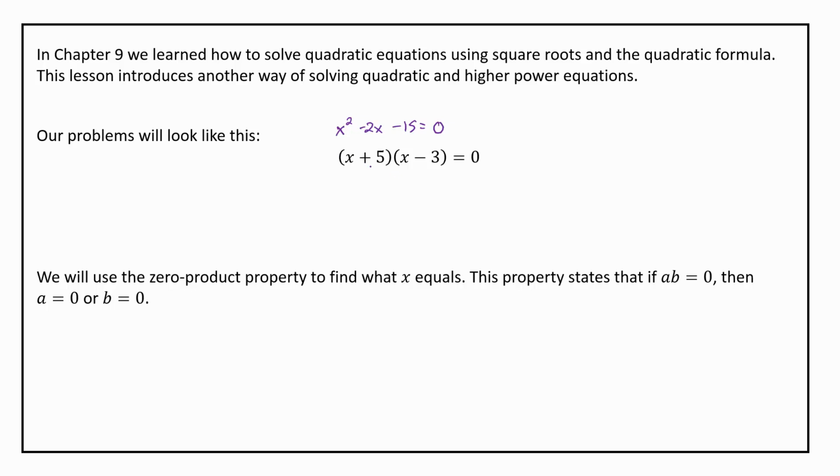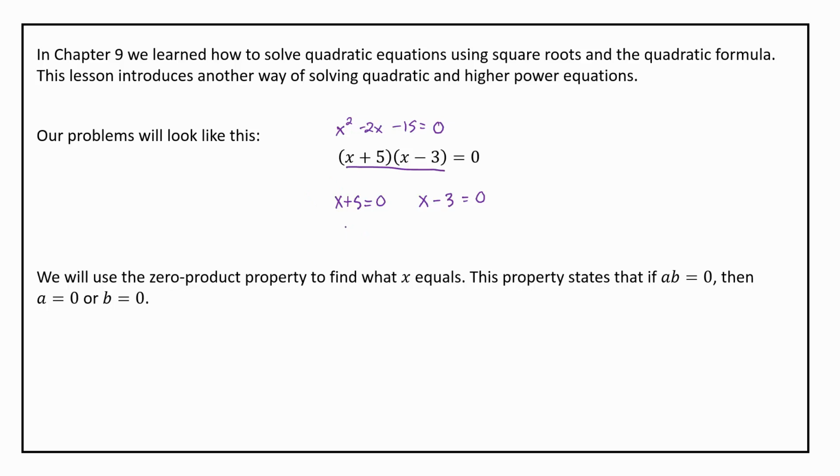This property says that if I multiply two things together, a and b, and say that they equal 0, one of the two has to be 0. So in other words, in order for this statement to equal 0, either x plus 5 needs to equal 0, or x minus 3 needs to equal 0.